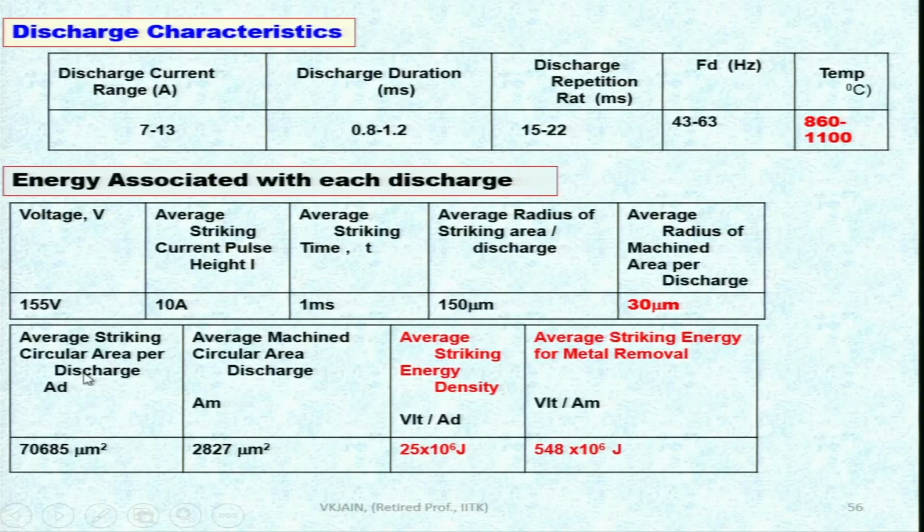So, the average striking circular area per discharge is again 70,685 micrometer square given over there, and the average striking energy density is something like this, 25 into 10 raised to power 6 joules, and the average striking energy for metal removal is 548 into 10 raised to power 6 joules. So, you can calculate this from these formulae. So, we can try to understand what is happening at different stages in this particular process during sparking.